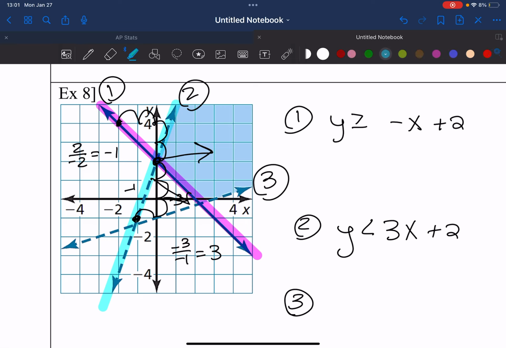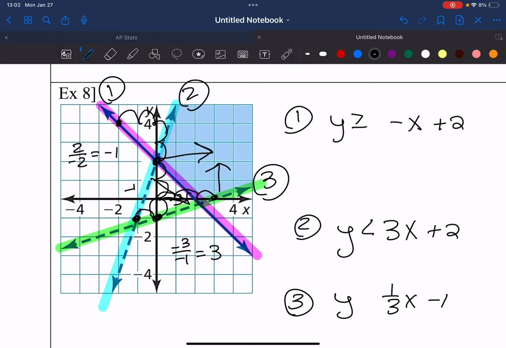And then lastly, number 3, first we find the y-intercept at -1. And then we find another good point, so here, so this is up 1, right 1, 2, 3. So this is 1/3 x. And this is getting shaded up, so this is y is greater than 1/3 x minus 1.